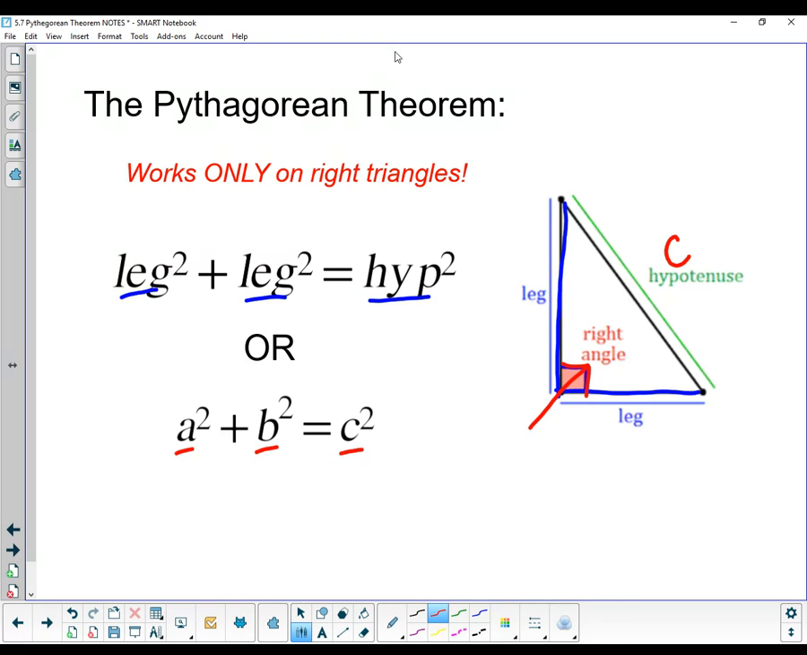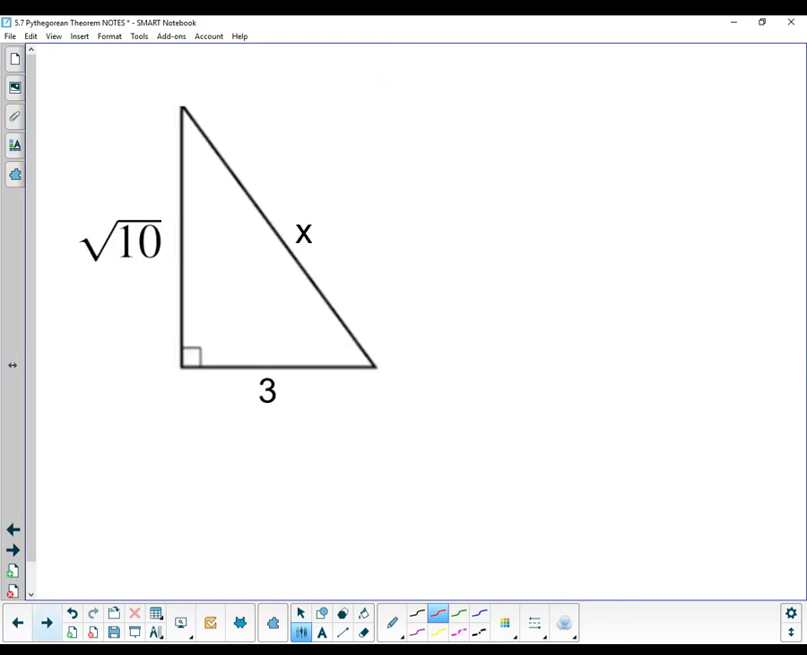Now let's go ahead and work a couple of examples. This one, I would like you to give me your answers in exact form, which means you will get a radical for an answer. We know this is a right triangle because we have a square in the bottom of our triangle, and that square is pointing us to our hypotenuse, which in this case is going to be x.